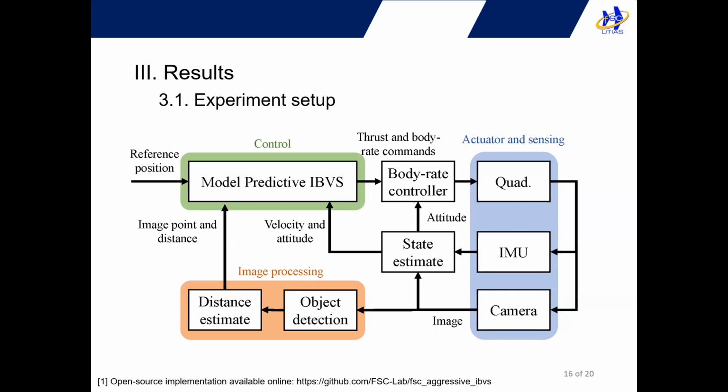Note that there is an onboard camera on the drone, which outputs the RGB image at certain frames per second. The target object is detected by a learning-based object detector, YOLO V5, and the distance to the target is estimated by comparing the size of the resulting bounding box with the known object size.